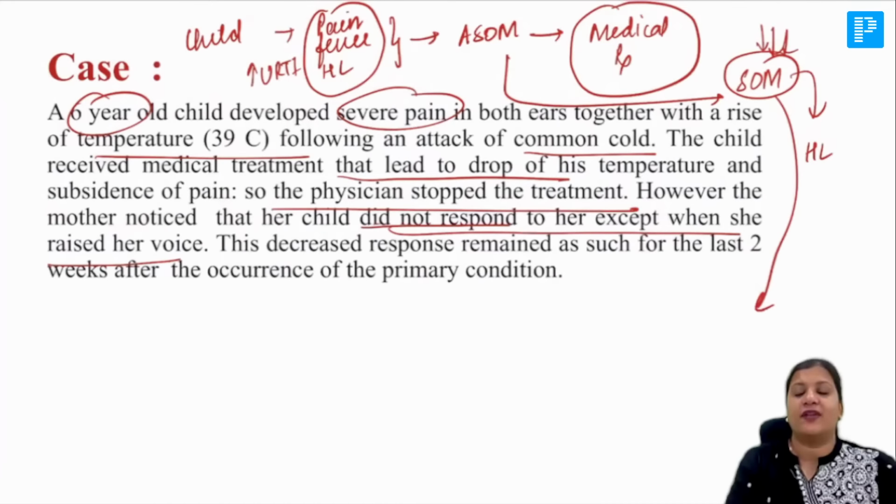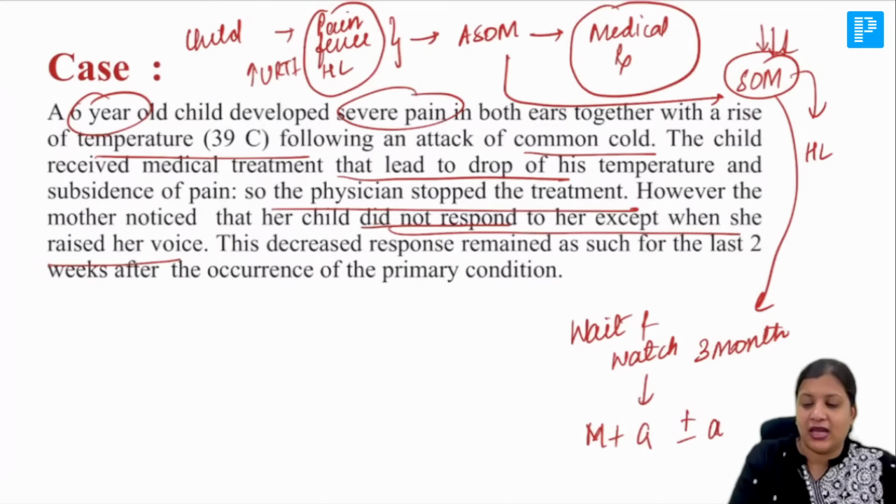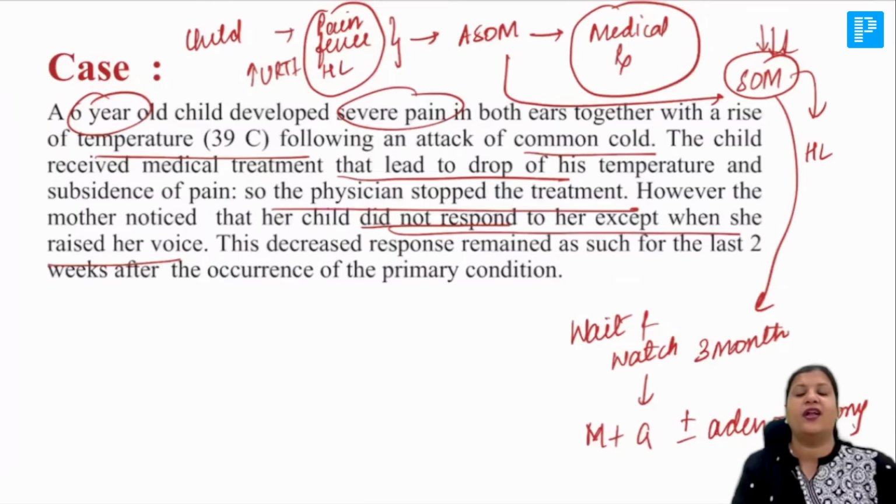For SOM, what will we do? We will wait and watch. For how long? We will wait and watch for 3 months. After 3 months also, if there is no resolution of the disease, then what are we going to do? We are doing myringotomy plus grommet, and if there is any underlying cause like adenoid, then we are going to do an adenoidectomy. I hope this is clear.